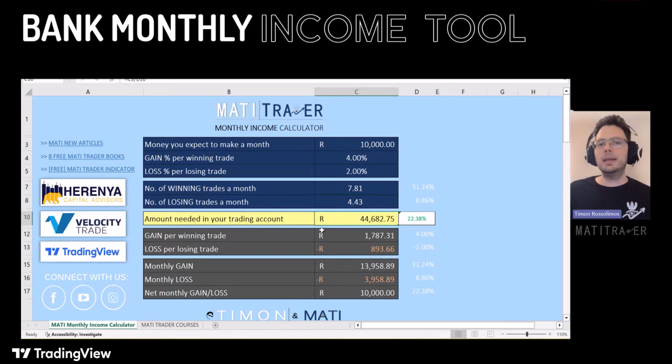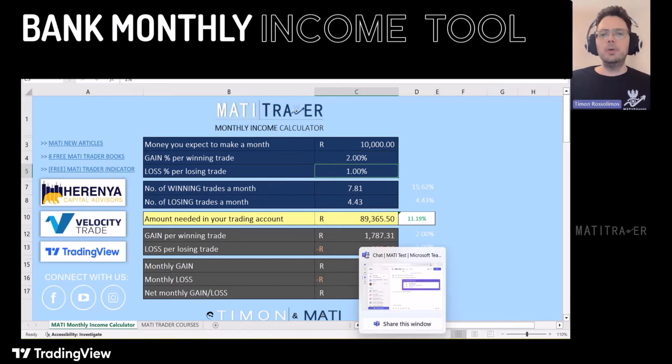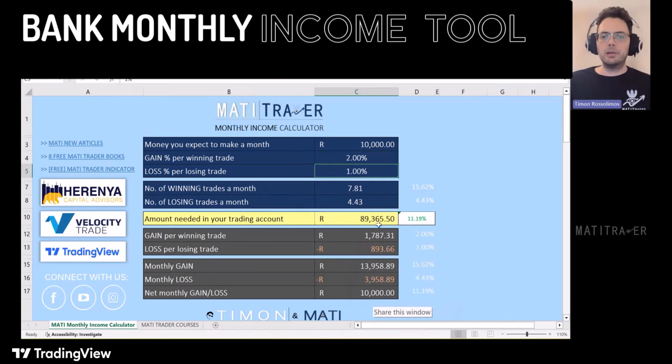So the amount needed in your trading account in order to bank that 10,000 Rand a month is 44,682 Rand and 75 cents. And once again, you're going to be banking that 22.38%. If we drop it down to multi-trader standards, we are willing to lose 1% to make 2%. Now you need 89,365 Rand and 50 cents to make that 10,000 Rand, to risk 1% to make 2%. And you'll be banking 11.19%.